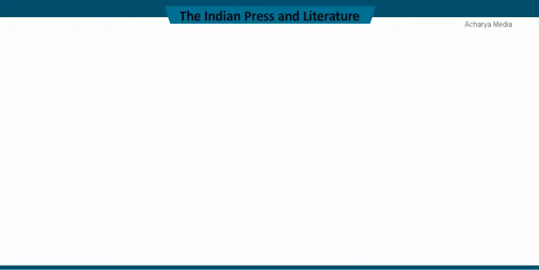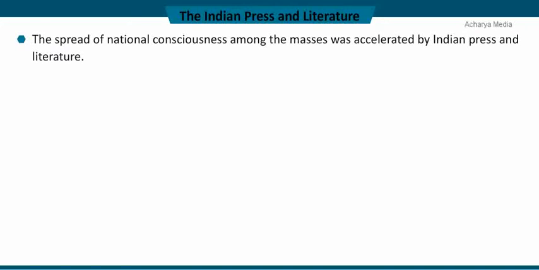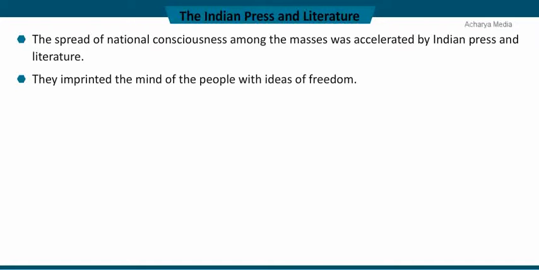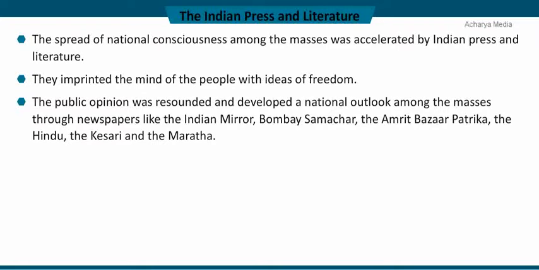The Indian press and literature. The spread of national consciousness among the masses was accelerated by Indian press and literature. They stamped the mind of the people with ideals of freedom. Public opinion was resounded and a national outlook developed among the masses through newspapers like the Indian Mirror, Bombay Samachar, the Amrit Bazar Patrika, the Hindu, the Kesari and Maratha.